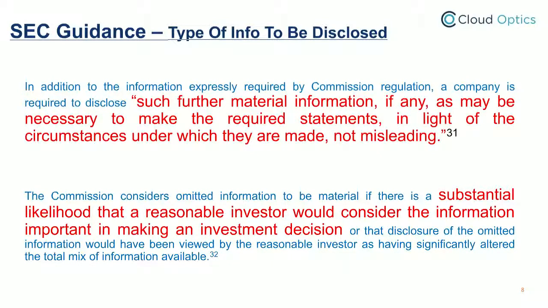Now, which information does the Commission consider should be published? The key operating phrase here is a substantial likelihood that a reasonable investor would consider the information. So if there is some information relating to cybersecurity and there is a substantial likelihood that an investor will consider it important enough to make an investment decision, then that information should be put forward in the public domain, and the public has a right to know that. That information cannot be omitted or concealed.